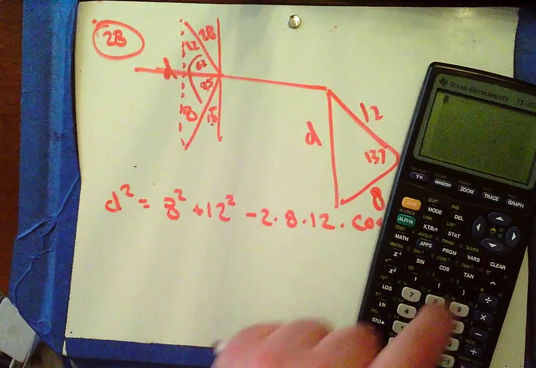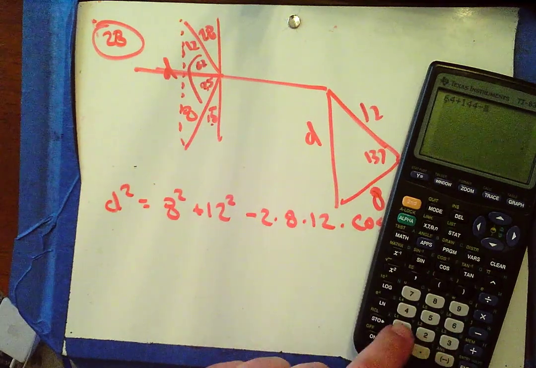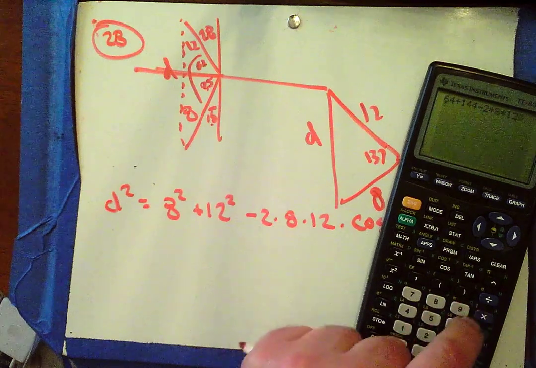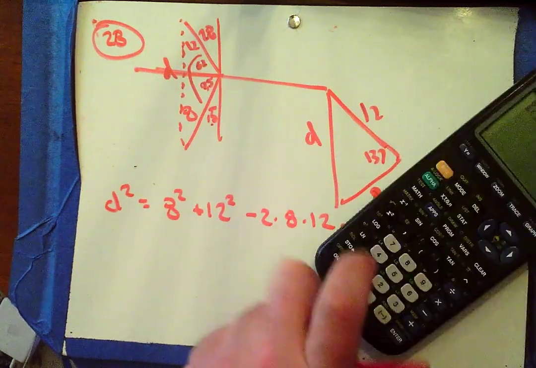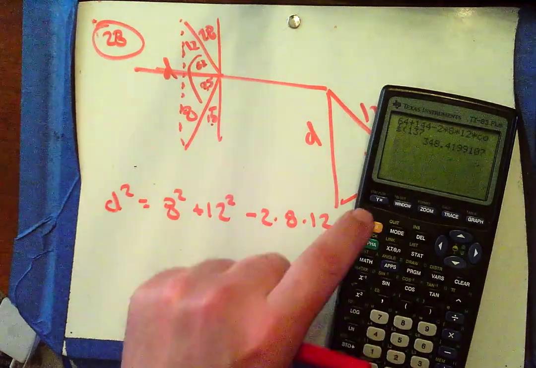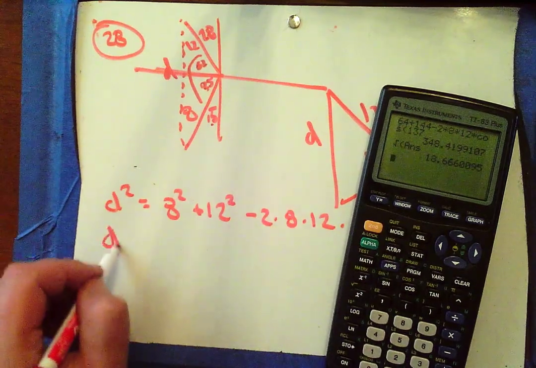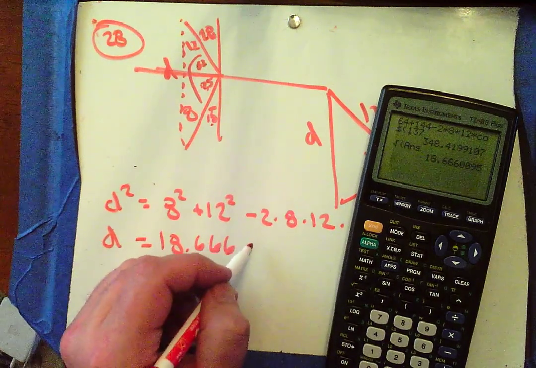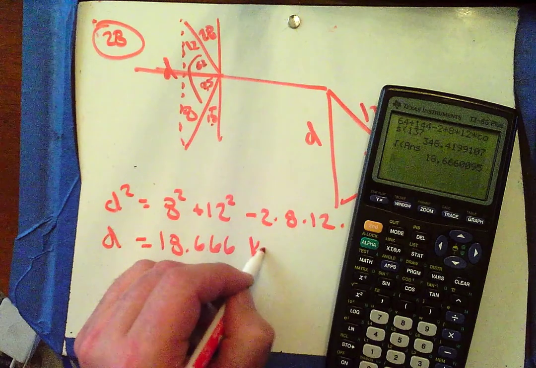So 64 plus 144 minus 2 times 8 times 12 times cosine of 137. Yep. And take the square root. And I get that d equals 18.666. And the units here are nautical miles.